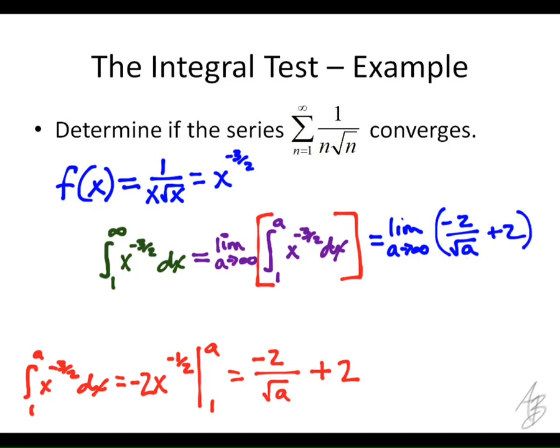And so as a approaches infinity here, what's going to happen to this term? Well, the square root of a is going to be infinite, so this term is going to be 0. So this limit is equal to 2. Now, it actually doesn't matter what it equals. The only thing that matters is what? Whether it converges or diverges. So since this improper integral converges to a constant, to a finite number, then what do we know about this? It converges.